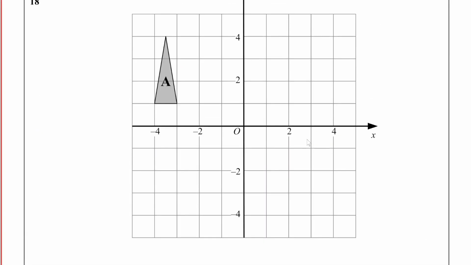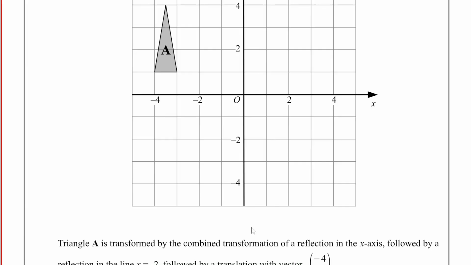Question 18. Triangle A is transformed by the combined transformation of a reflection in the x-axis. Let's do that first. Reflect in the x-axis. So there's our mirror line. So reflection in the x-axis, followed by a reflection in the line x equals negative 2. That's here.